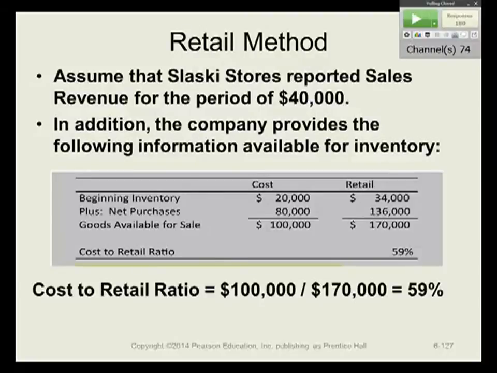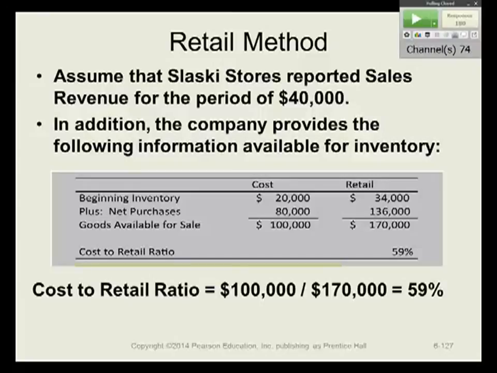So we have a company that has sales for the period of 40,000. Now here's an example of the dual records that you have to keep. You have to keep a set of records at cost, and you have to keep a set of records at retail. So they have beginning inventory at their historical cost numbers. That could be LIFO, FIFO, average cost. They purchased 80, and their goods available for sale at cost is 100. At selling prices, the beginning inventory is 34. At selling prices, their purchases are 136. So their goods available for sale is 170.